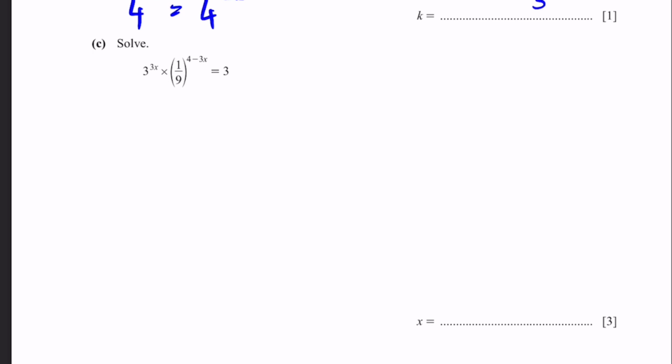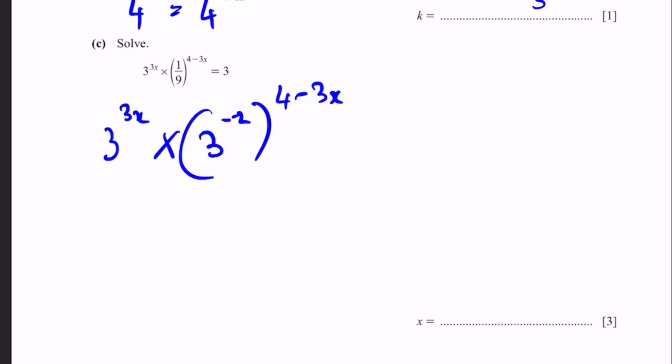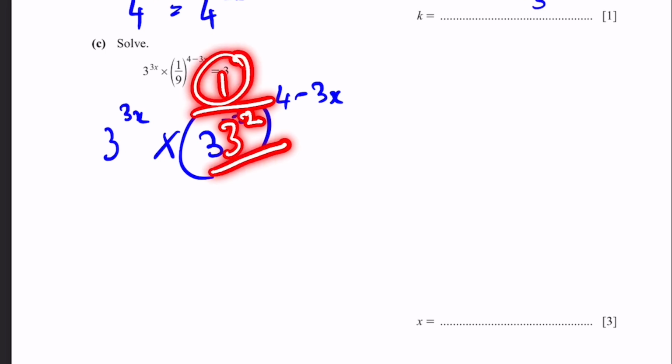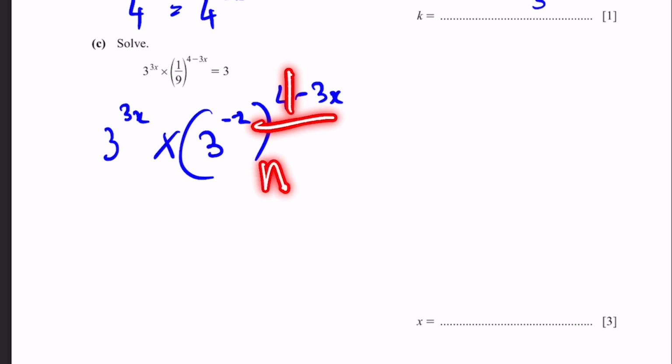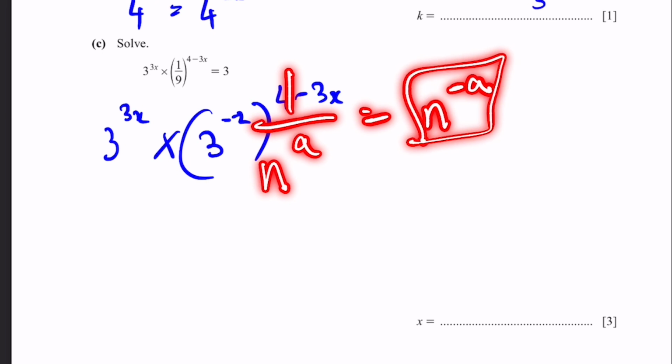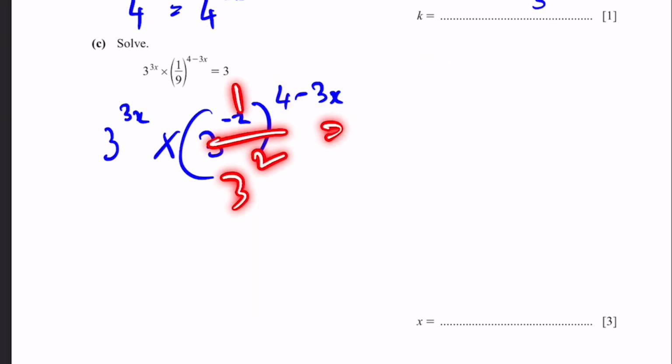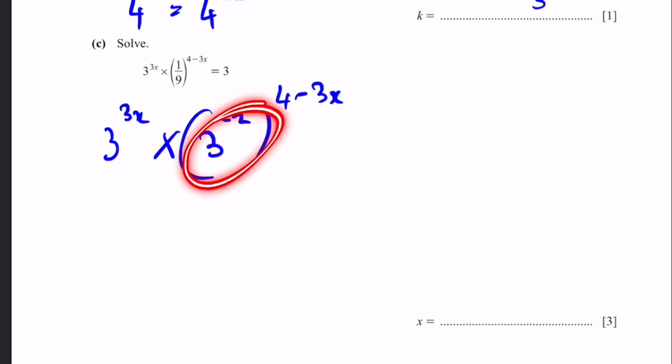C. Solve 3 to the power 3x into 1 by 9 whole to the power 4 minus 3x equals 3. That means we can bring it to the power of 3: 3 to the power of 3x into 3 to the power of minus 2 whole thing to the power of 4 minus 3x. How is this 3 to the power minus 2? Because 1 by 9 is 1 by 3 squared. There's a rule that 1 by n to the power a is equal to n to the power minus a. This is an exponent law. So 1 by 3 squared is equal to 3 to the power minus 2. And that's how we got this.